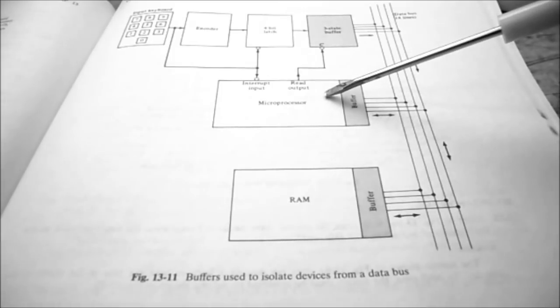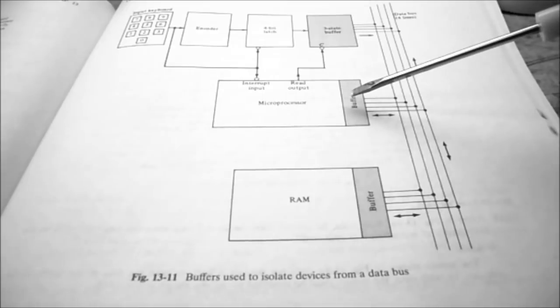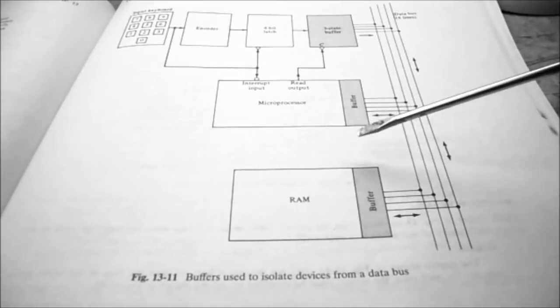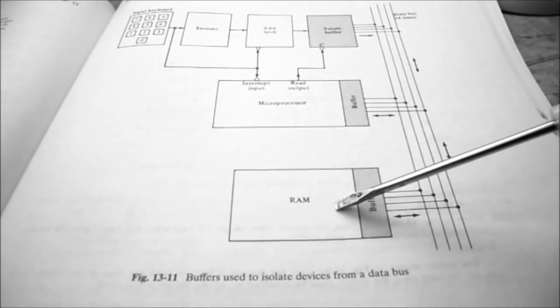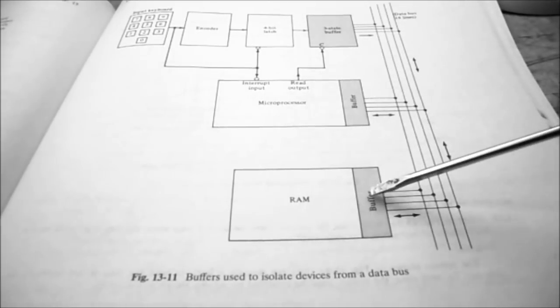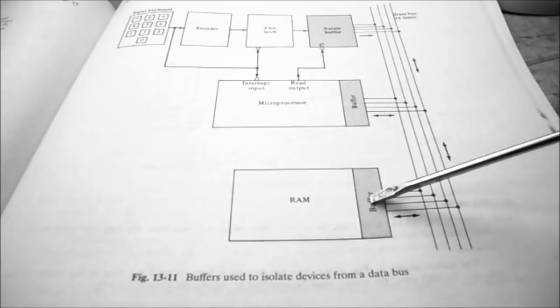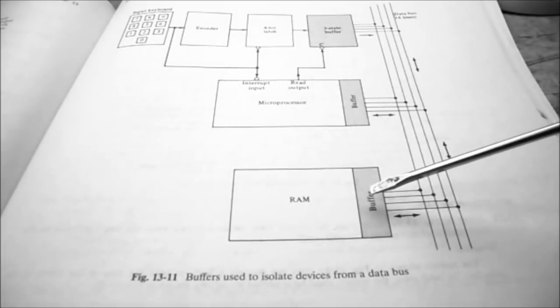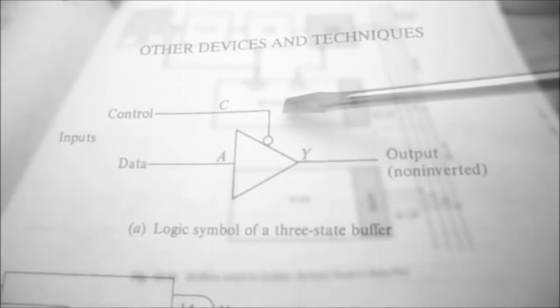When the microprocessor is storing data to memory, it needs to activate its buffer and the buffer for the RAM chip. We don't want the keyboard data messing up the data on the RAM. So that's where tri-state buffers are used.